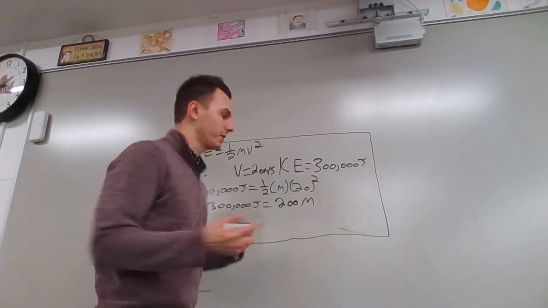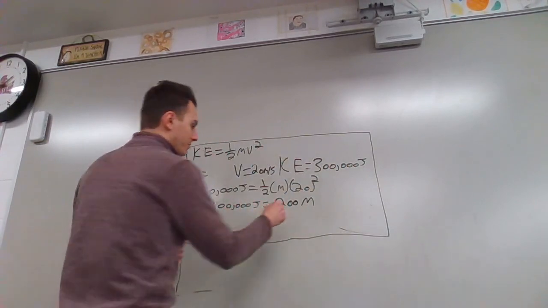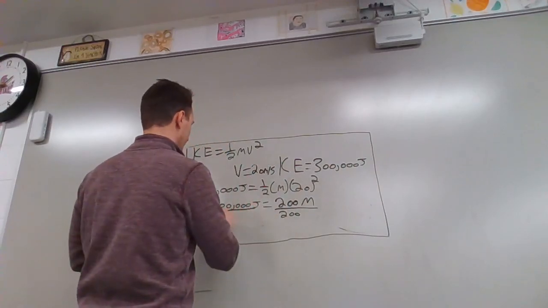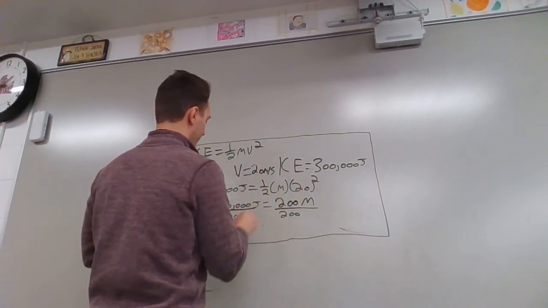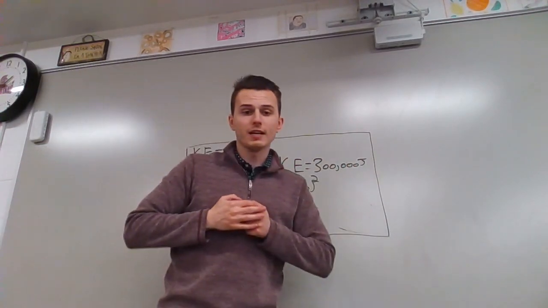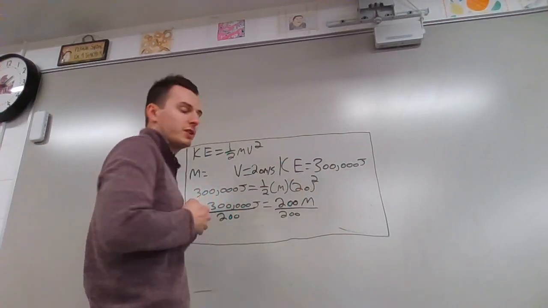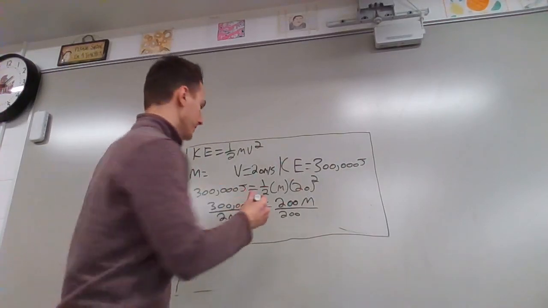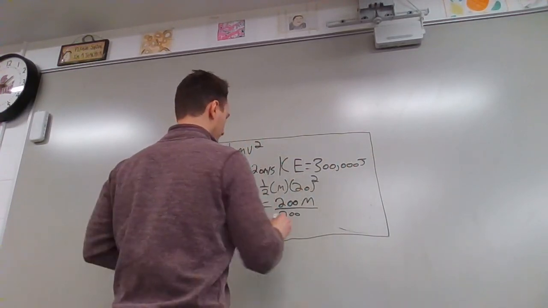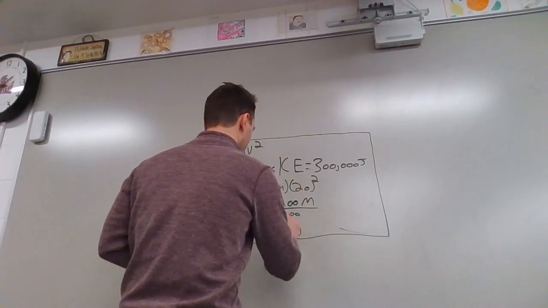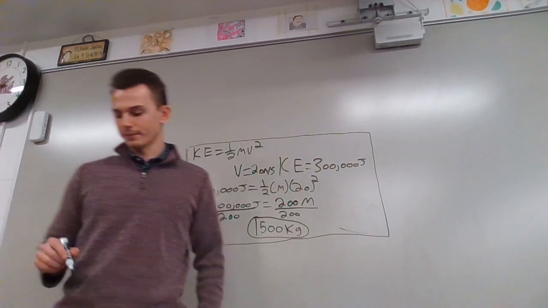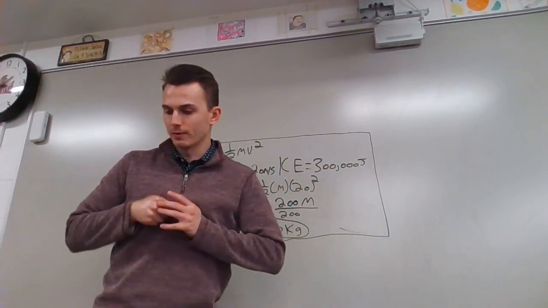We are solving for M. So what we have to do is divide each side by 200 so that we can isolate that M. So 300,000 divided by 200 will give you the answer of 1,500. And since we're talking about mass, it is kg. So 1,500 kg is your answer for number 3. Number 4 we'll get to.